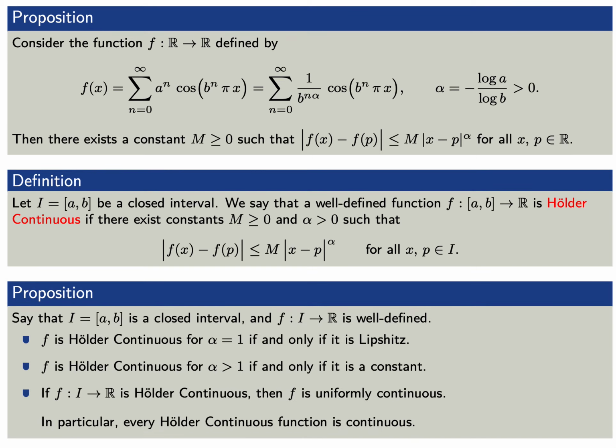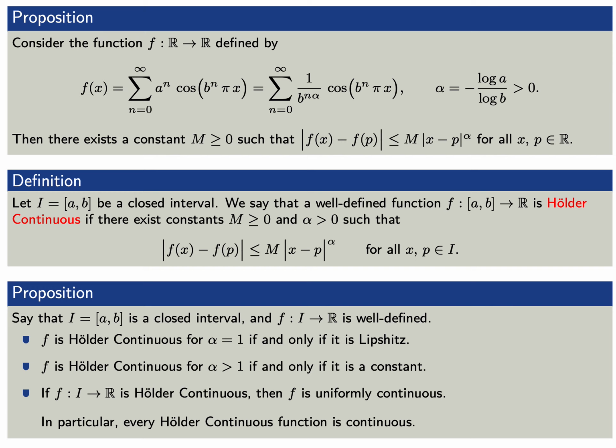We actually have the following three statements that show that such functions are very special. First, a function is Hölder continuous for alpha equal to 1 if and only if it is a Lipschitz function. Second, f is Hölder continuous for alpha greater than 1 if and only if it is a constant function. And finally, if f is Hölder continuous, then f is uniformly continuous. But we've already seen that functions which are uniformly continuous must be continuous. So this shows that every Hölder continuous function is actually an example of a continuous function.